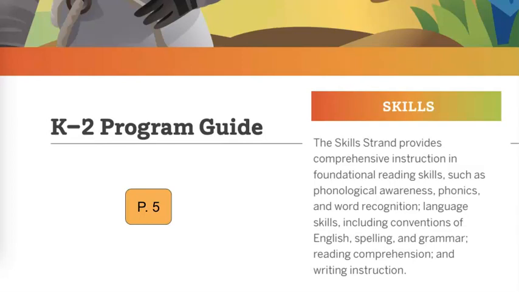The K2 program guide is a great resource to develop a big picture view of how the skills and knowledge strands were developed and work together to support both the language comprehension and word recognition sides of the reading rope. So just what is a skill strand? On page 5, we see a general explanation saying, the skill strand provides comprehensive instruction in foundational reading skills, such as phonological awareness, phonics, and word recognition, language skills, including conventions of English, spelling, and grammar, reading comprehension, and writing instruction.